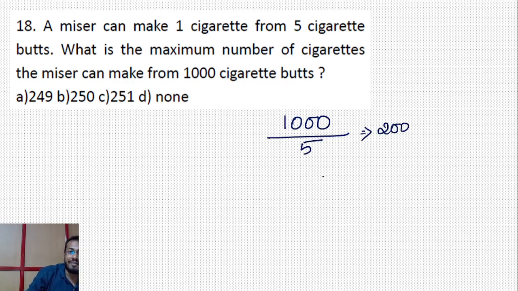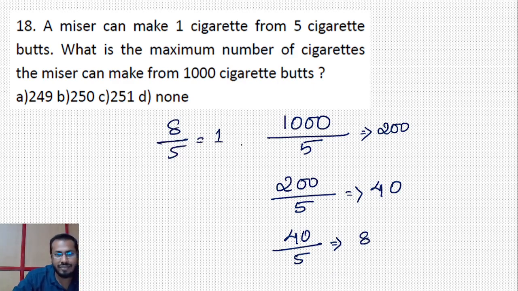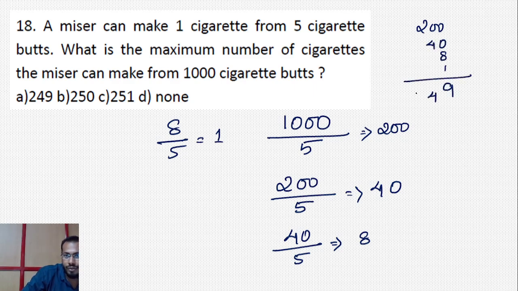Then those 200 cigarettes also contain cigarette butts, right? Out of these 200, every 5 I can make one cigarette. So 200 divided by 5 is 40 cigarettes I can make. Again, from 40, every 5 I can make one cigarette, so 40 over 5 is nothing but 8. From 8, every 5 I can make 1, so the remaining 3 are left over. If it is 5, I can make 1. So overall 200 plus 40 plus 8 plus 1, that is 249 cigarettes that the miser can make using 1000 cigarette butts.